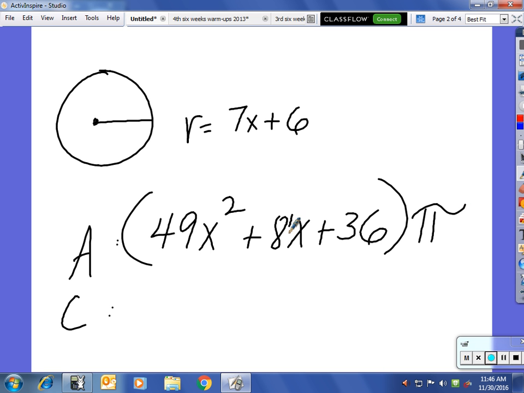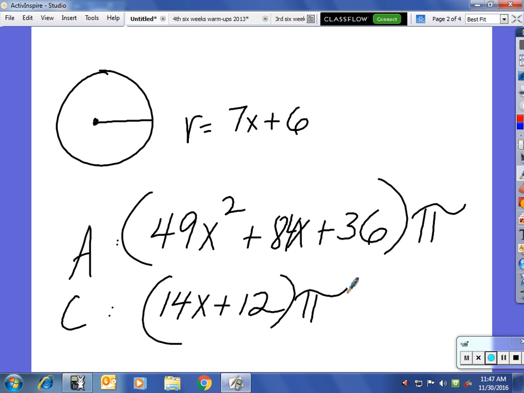Oh, she said 84, but I wrote 8, didn't I? Oopsie. You said 84, didn't you? I didn't write the 4. She had it correct. But don't forget to put the pi on it. 49x squared plus 84x plus 36. And then wrap the whole thing in parentheses and put a pi on it. All right, Chloe, how about circumference? Parentheses, pi. Very good. You've got to double the radius, which just changes the 7 to a 14 and the 6 to a 12. Put it in parentheses and then stick a pi on it.